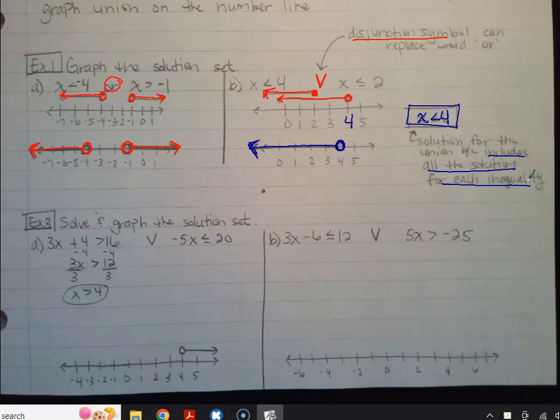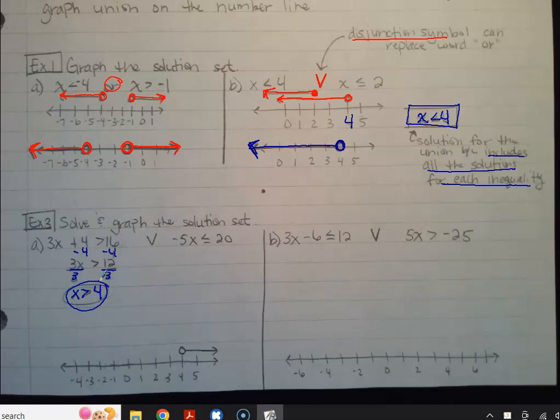All right, so example 3, says solve and graph the solution set. All right, this one, we are doing multiple steps. It's not just graphing the solution set. I have to solve it and then graph. All right, so part of A is done for you. It's just like balancing that equation. We had 3x plus 4 is greater than 16. So we subtracted 4 from both sides. Now we have 3x is greater than 12. We divided by 3 on both sides. And now I have x is greater than 4.